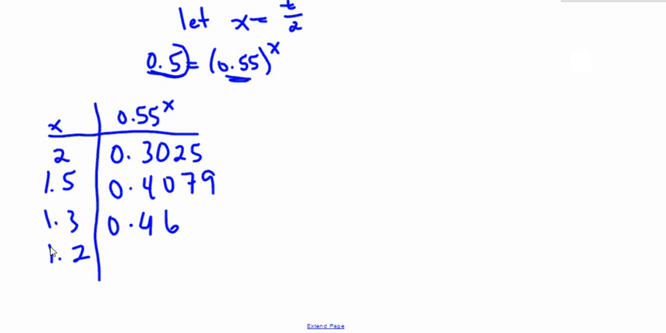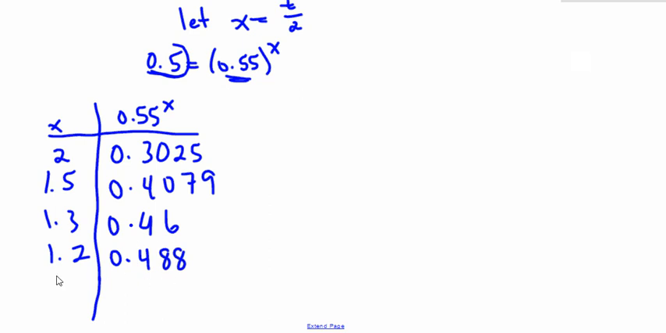Let's try 1.2. So the key to guess and check is that you just have to show the progression of your guessing and checking. Guess and check is not something you can just do in your calculator and then say, see, I magically found the answer. You have to make sure that the logic is shown to your teacher.